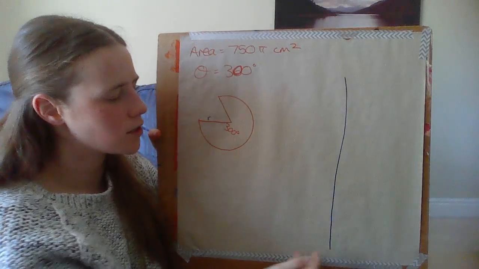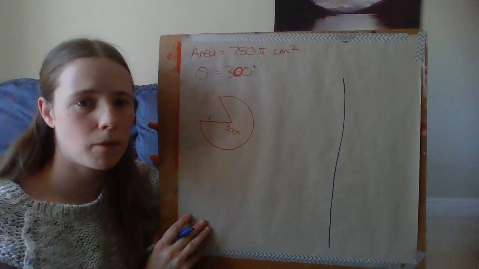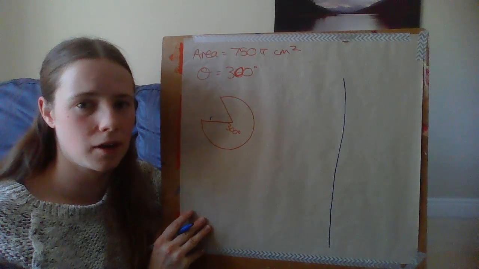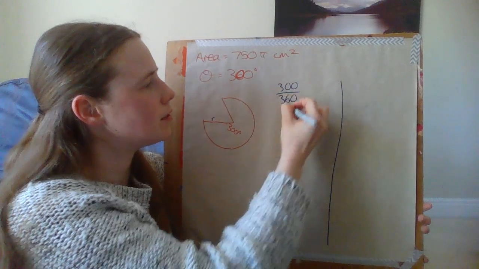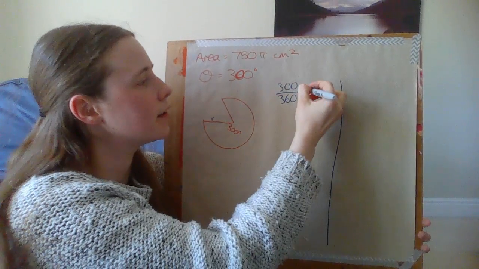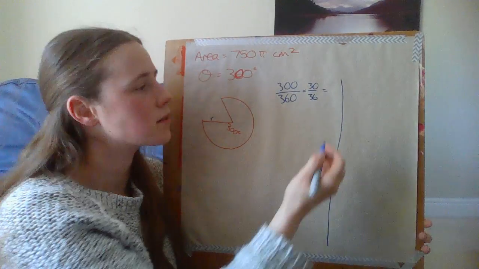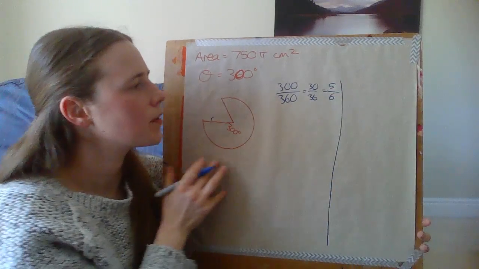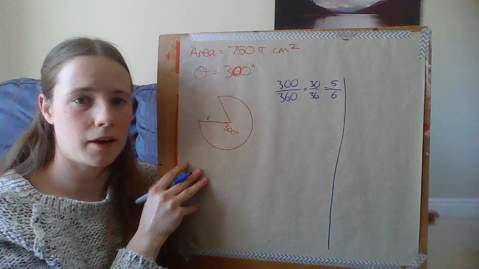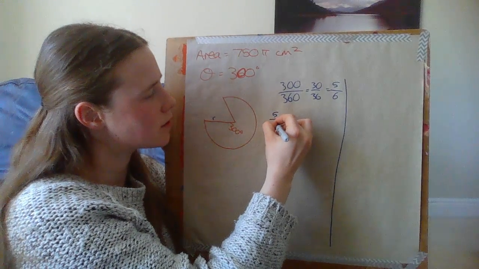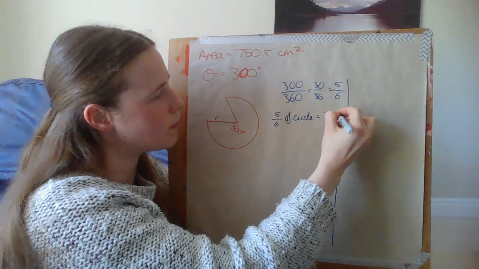So, first method. I've been told I've got 300 degrees in my sector. So job number 1 is thinking about what fraction of the circle I've got. I have 300 degrees out of 360, and I can now start simplifying it. So 30 out of 36, both of them divided by 6, so I'm going to get 5/6. So 5/6 of the circle is 750 pi.